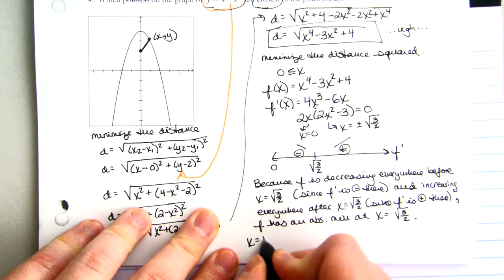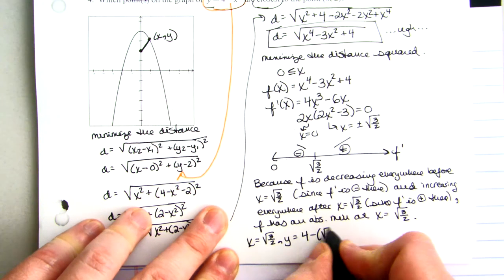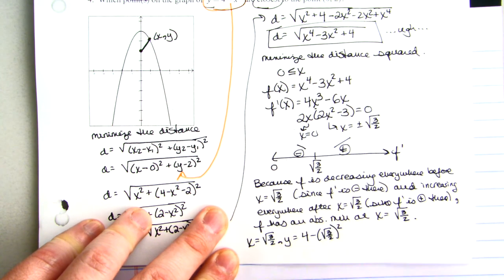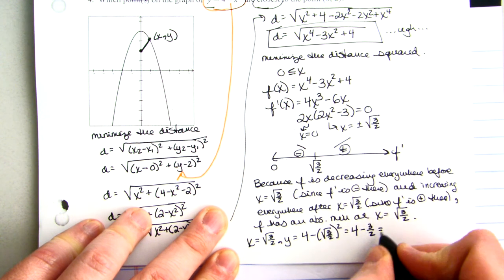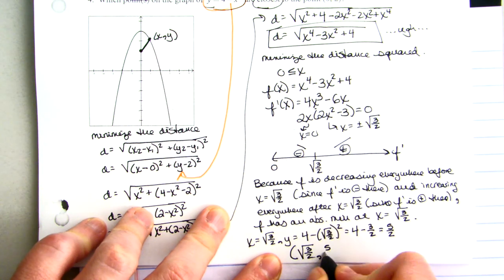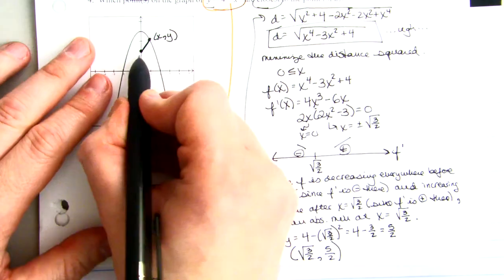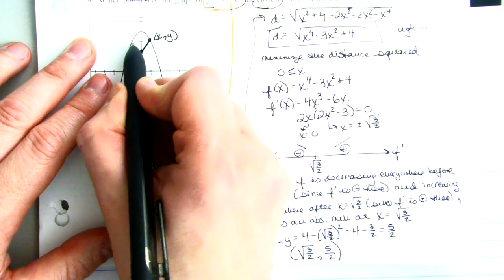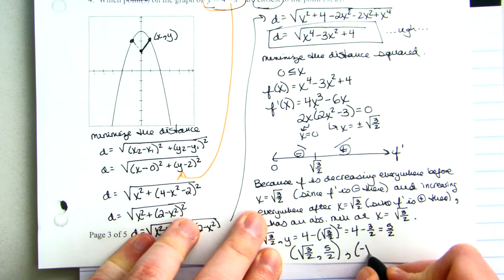I know x equals root 3 halves. Y equals 4 minus root 3 halves squared. 4 minus 3 halves, 8 halves minus 3 halves, that's 5 halves. So I think the point is root 3 halves, comma 5 halves. Although, if I have a point at root 3 halves, comma 5 halves, I also have to have a point over here at negative root 3 halves, comma 5 halves, just because of the symmetry of the parabola.